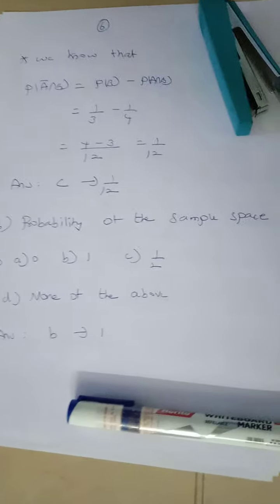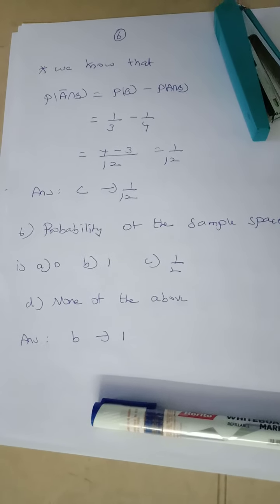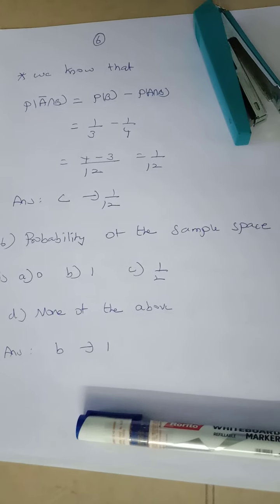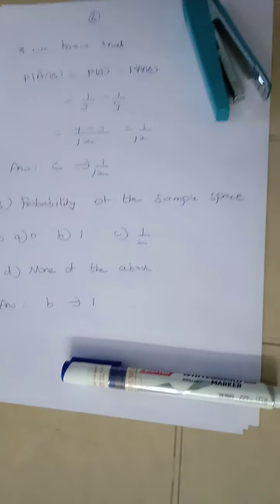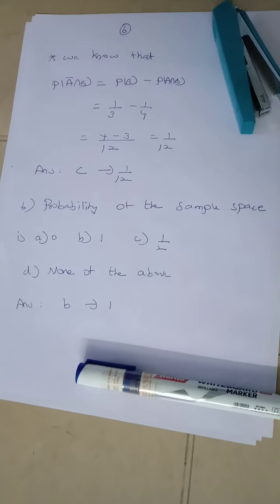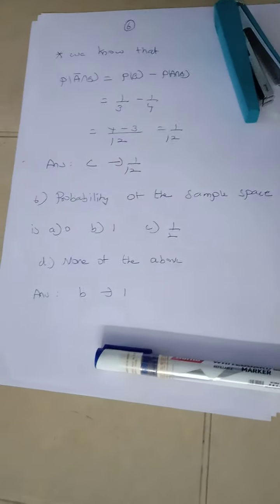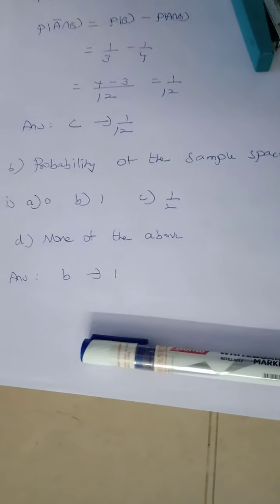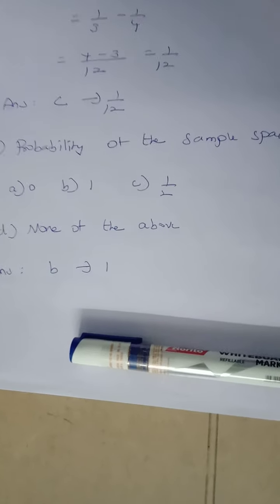Question number 6. The probability of the sample space is option A 0, option B 1, option C 1 by 2, option D none of the above. The correct answer is: probability of sample space is 1. Sample space is the set of all possible outcomes of a random experiment. So probability of sample space will be equal to 1. So let us move to the next question.